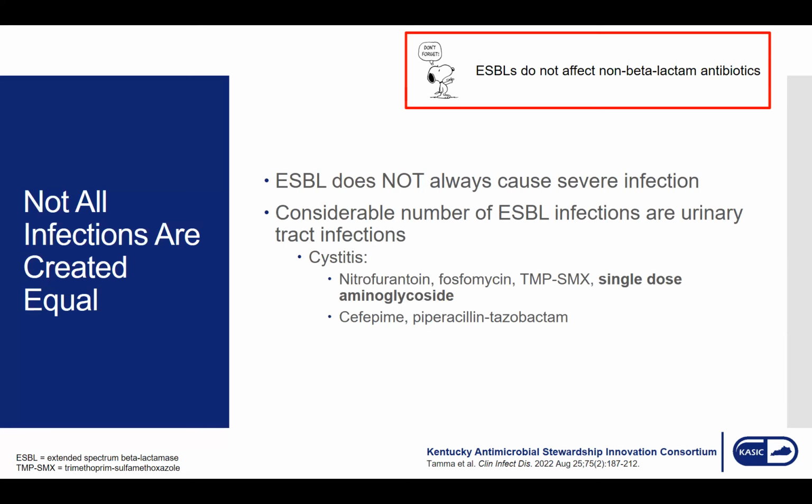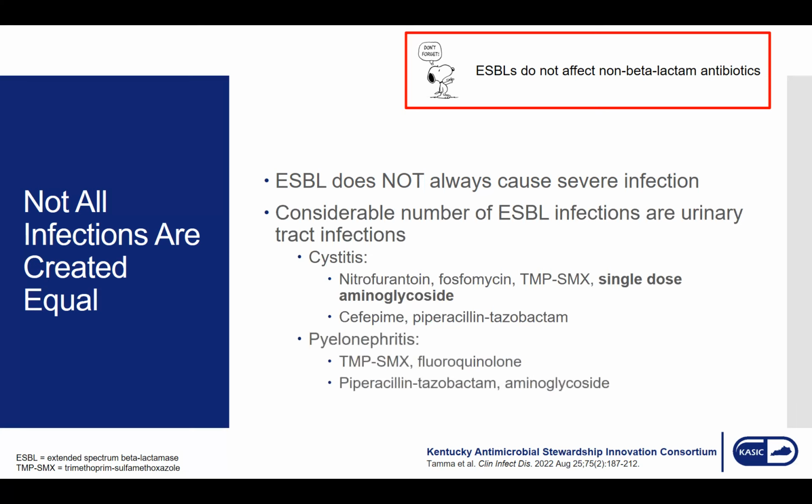For example, nitrofurantoin, fosfomycin, trimethoprim-sulfamethoxazole. And one of the ID pharmacist's favorites that we usually do is give the patient a single dose of aminoglycoside. We will talk a little bit in depth in a few minutes about why ID pharmacists love that so much. Other options we can also use for cystitis are, for example, cefepime or piperacillin-tazobactam.